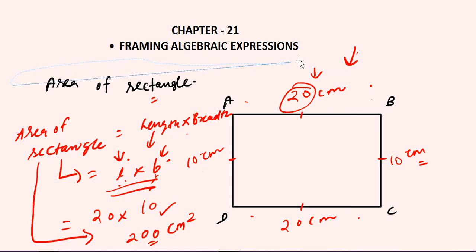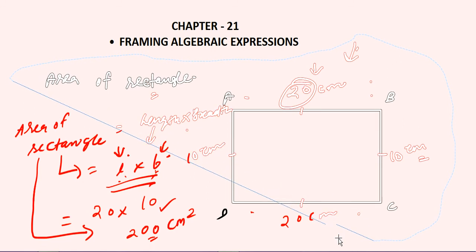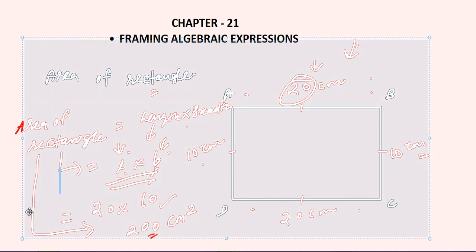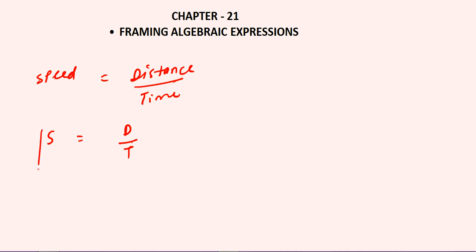Then next is about speed, distance and time. So speed equals distance upon time. Speed equals distance upon time. Now speed we write by S, distance by D and time by T. So speed equals distance upon time. Similarly, like the rectangle, S, D, T are variables and they are changing as per the question.